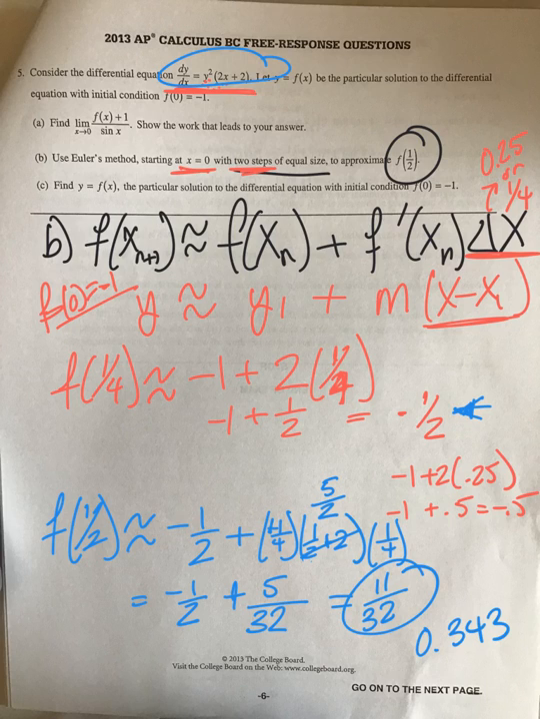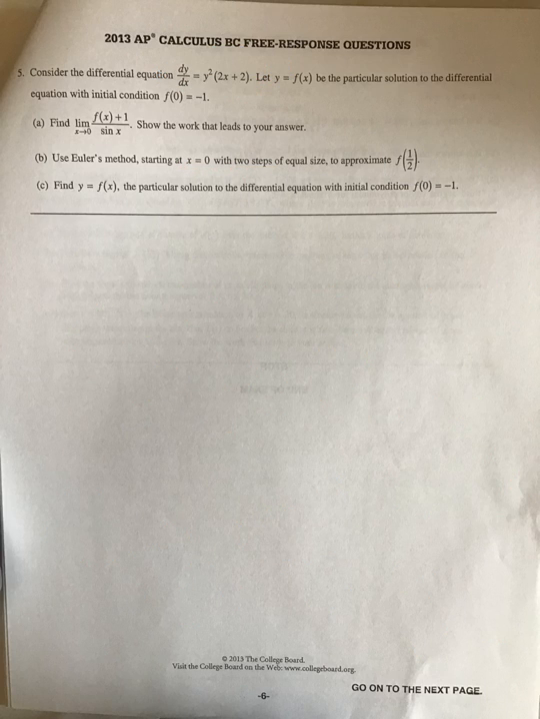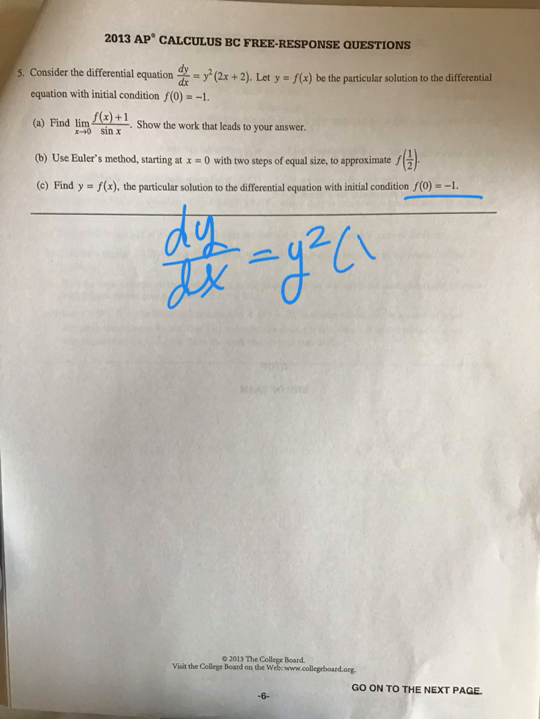All right. Part C. Find y equals f of x, the particular solution to the differential equation with the initial condition f of 0 equals negative 1. So this is just like the last problem that I did as a video, where you need to solve the initial condition. That means I want the y equals. I want the y by itself.